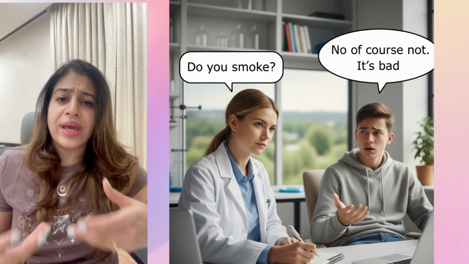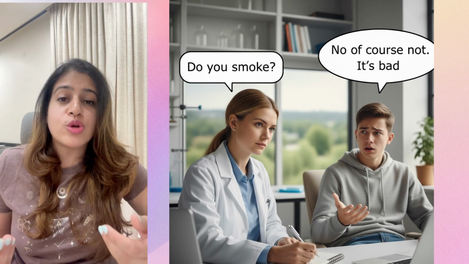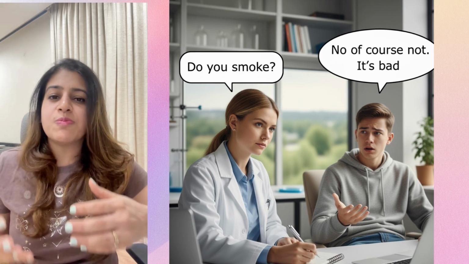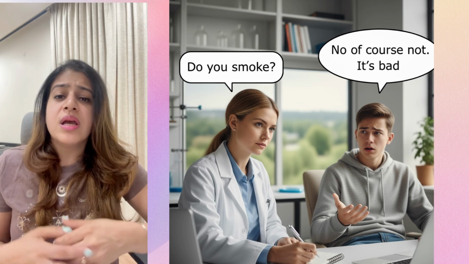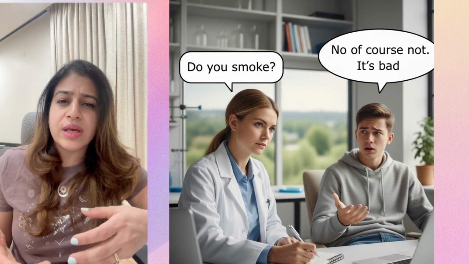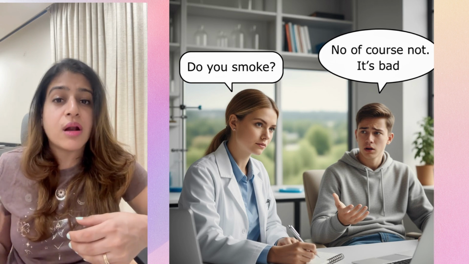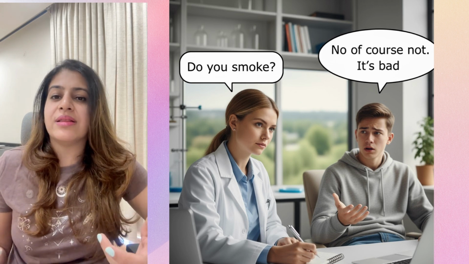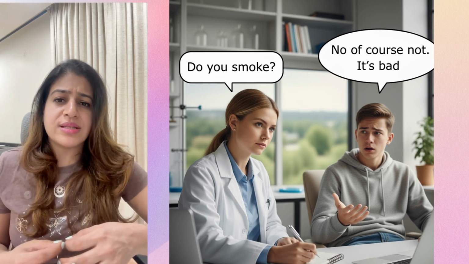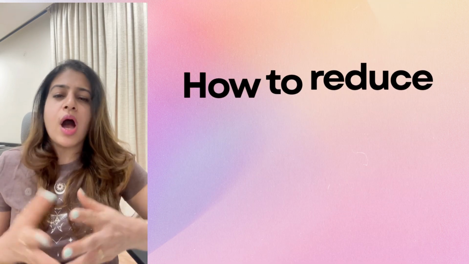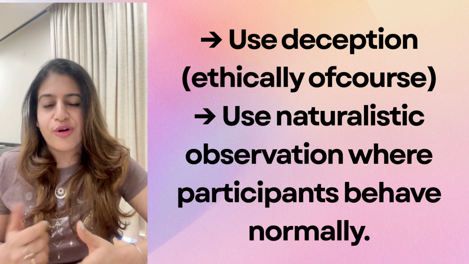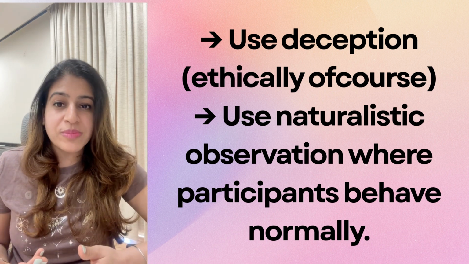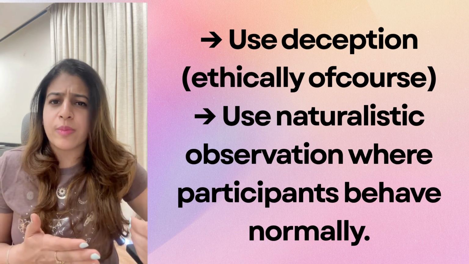Next is social desirability. Participants answer in a way that makes them appear more socially acceptable. This is participant bias. Example, in surveys about smoking, drinking, or drug use, participants might underreport habits to appear healthier. This represents social desirability bias. So how do we reduce participant bias? Use deception, ethically of course. Use naturalistic observations where participants behave normally.